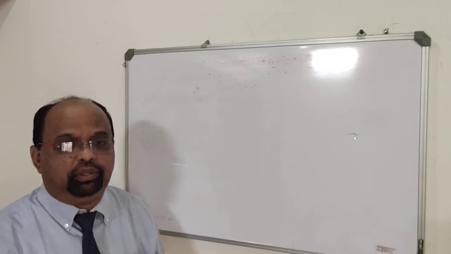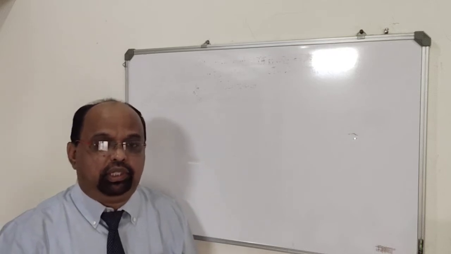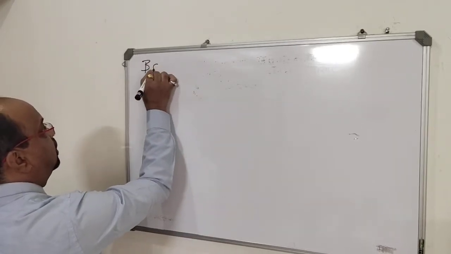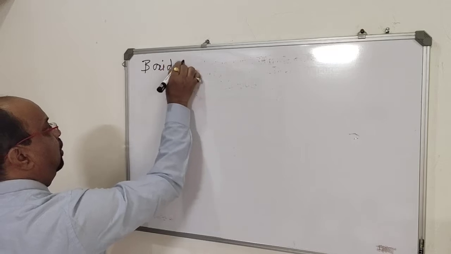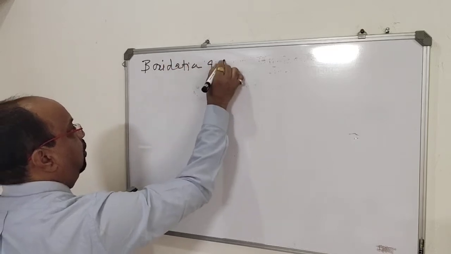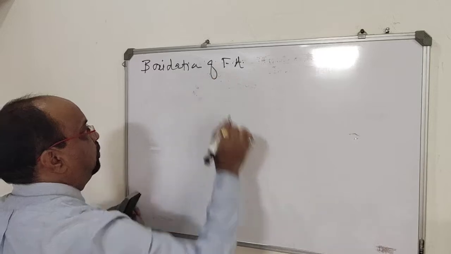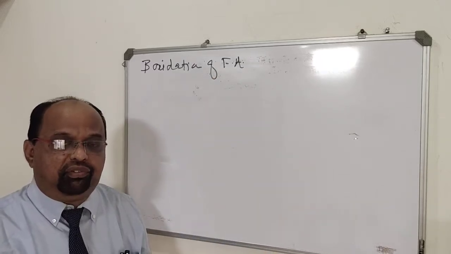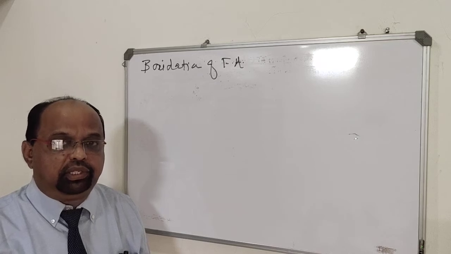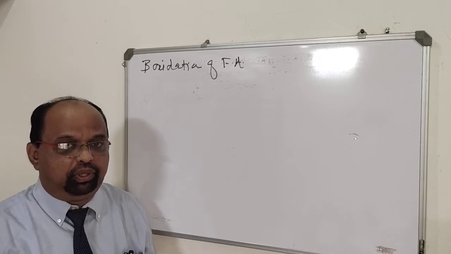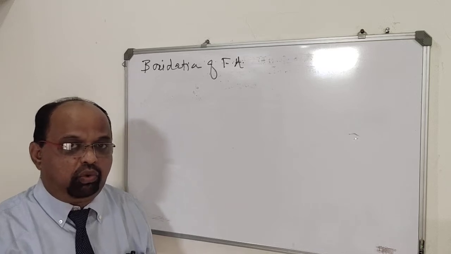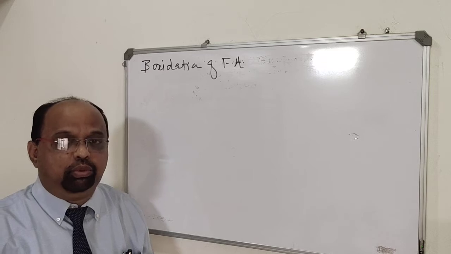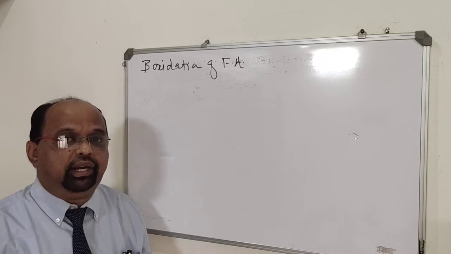Today I will discuss the process of beta oxidation of fatty acids. Oxidation occurs at the beta carbon of the fatty acid. That's why this is known as beta oxidation. This process was first discovered by the German scientist Franz Knoop in 1904.